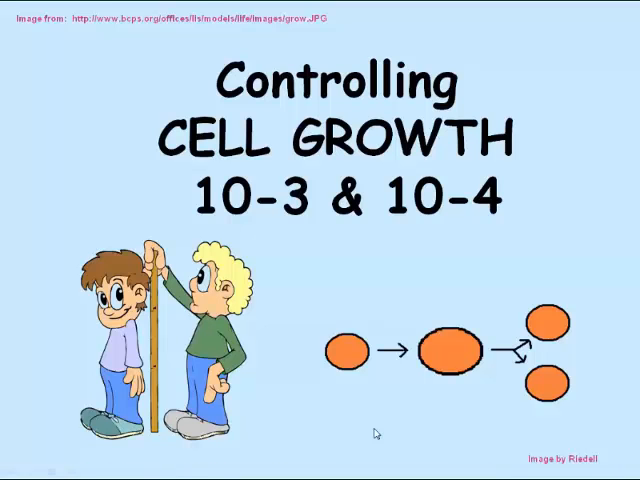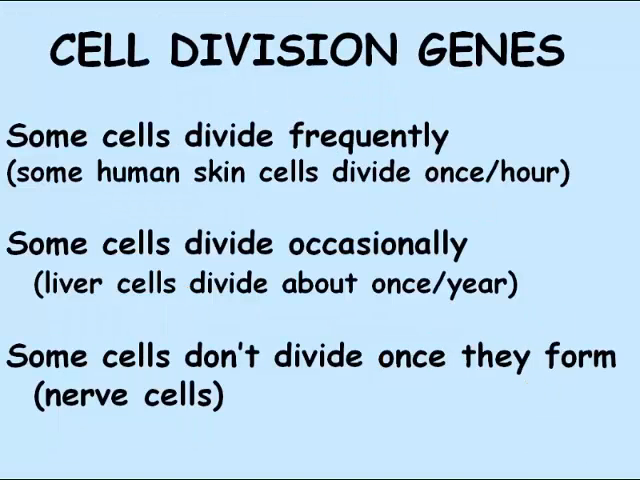Hey Biology, so today we're going to go ahead and talk about controlling cell growth, and we'll talk about cell differentiation. That's chapter 10.3 and 10.4. So let's first talk about cell division and how frequently cells divide.